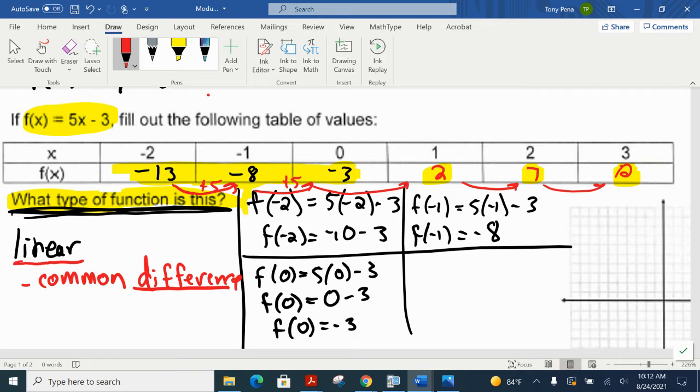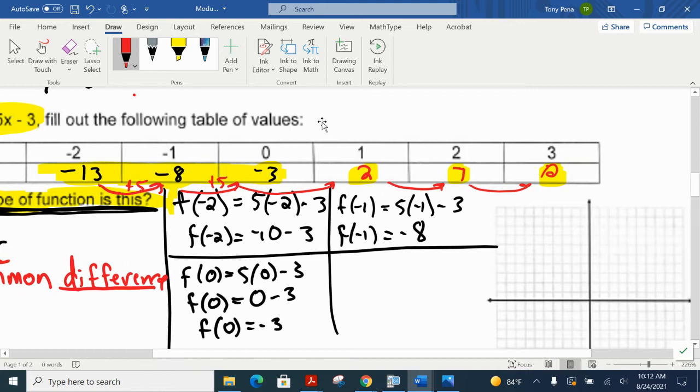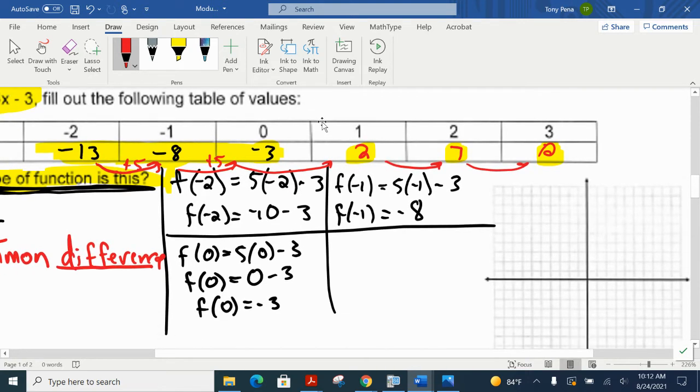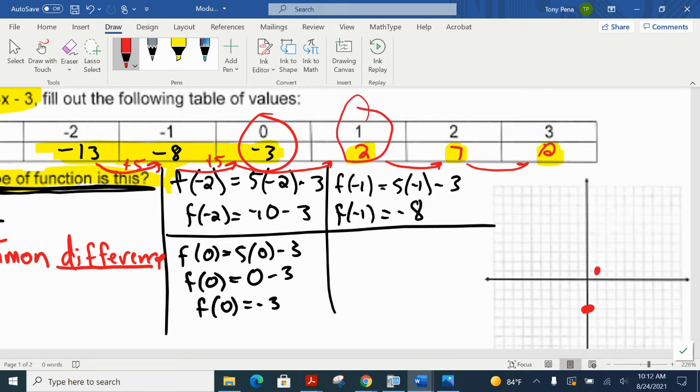All right, so that's how we know that this is a linear function, because we have a common difference. If we graph this, it will also show this. So let's graph a few of these points because they won't all fit. So let's graph the (0, -3). And then graph (1, 2). And then (2, 7).